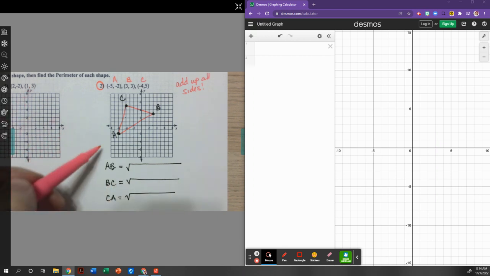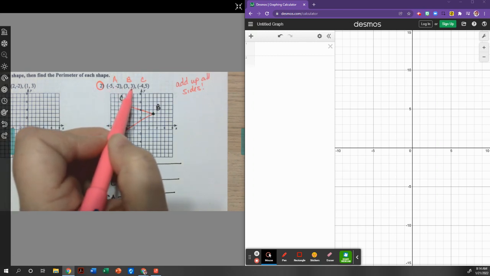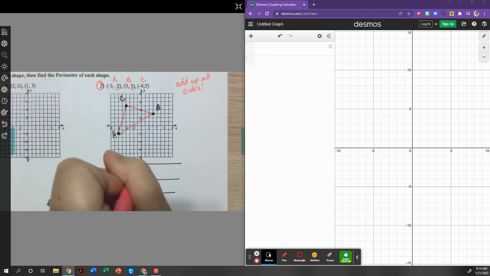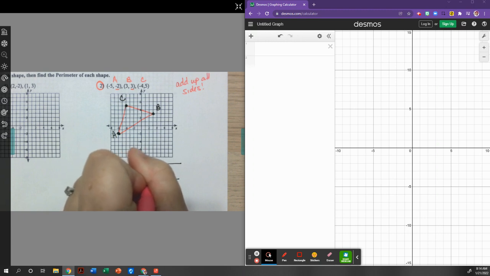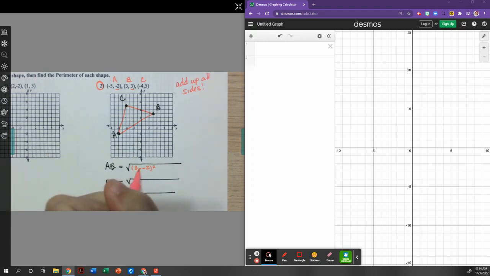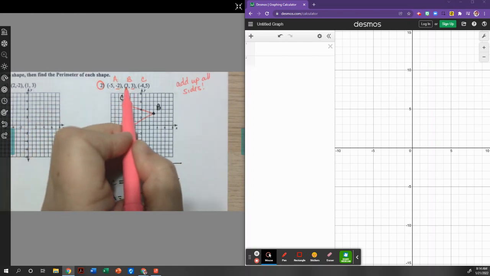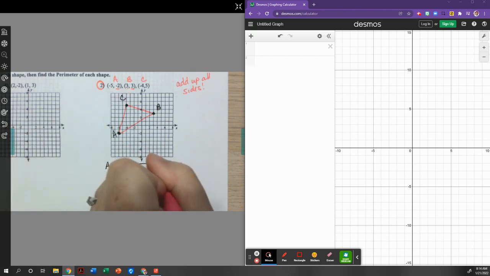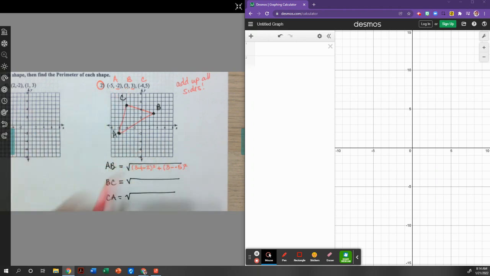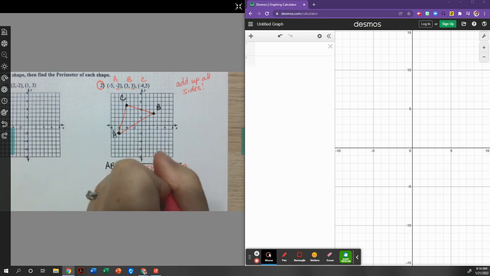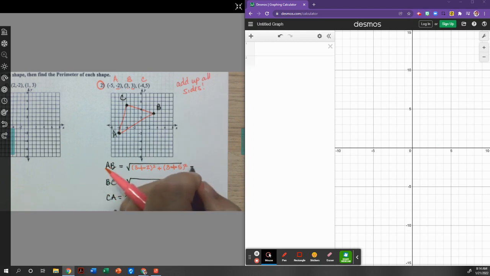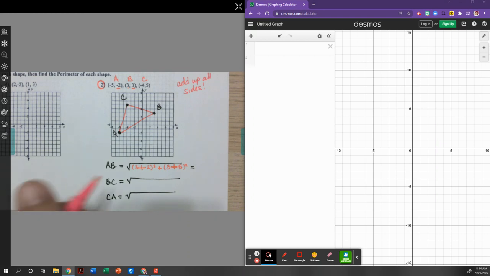If I'm using AB, I'm going to do 3 minus -2 squared. Once I have double negatives, change that to a plus, and then plus parentheses. Now I need to do 3 minus -5 squared. Change those double negatives to a plus. And then I need to figure out what that equals. I'm going to write all 3 of these down because you can see I have Desmos up, and I'm going to type all 3 of them in.